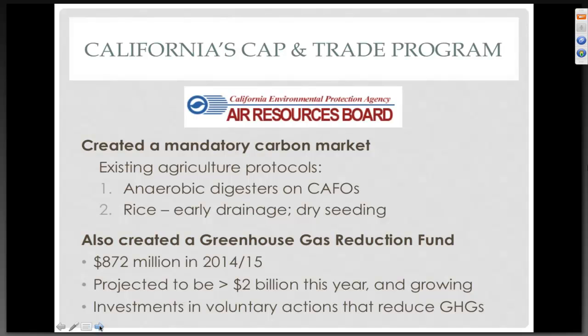However, that hasn't been approved yet, and even if it is, there's a lot of skepticism in the rice industry that it'll be worth anybody's time to participate.